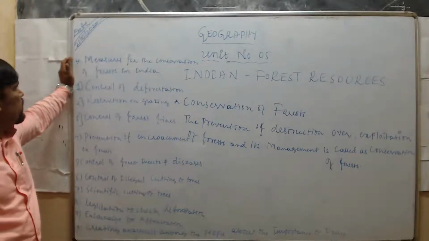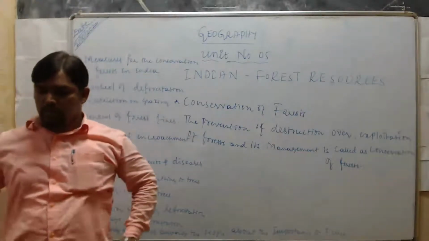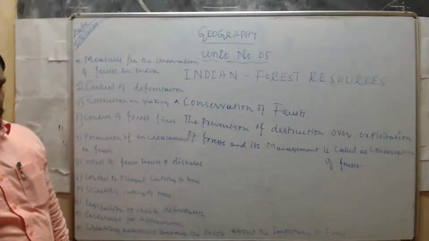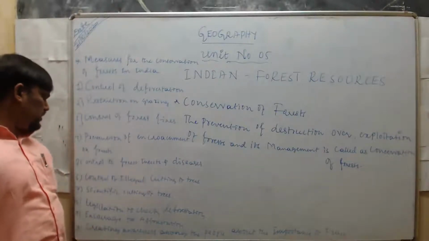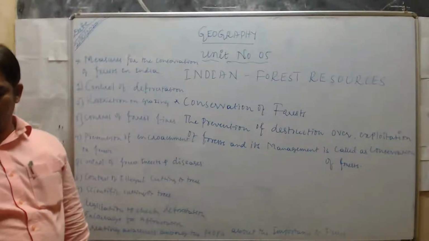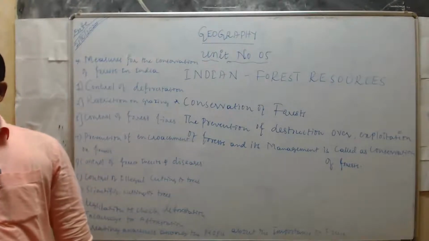These are the 10 measures for the conservation of forests in India. It is very important from the exam point of view. So here 10 points are there, at least try to keep in your mind any 5 to 6 points. Next up, wildlife sanctuaries and national parks.